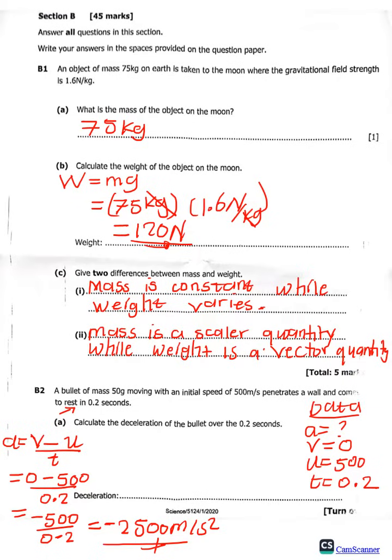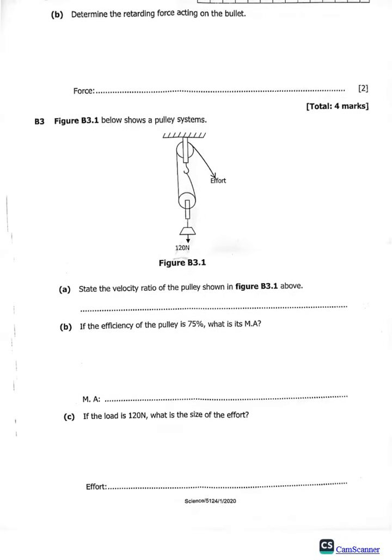Now let's move on. Let's go to part B of question 2. So part B is determine the retarding force on the bullet. So here we can see that we have the mass, and we also have the deceleration. So we are going to use the formula from the second law of motion. Force is equal to mass multiplied by the acceleration. Now mass should be in kg, and in the question we have been given mass in grams, so there is a need of converting from grams into kg. So let's convert.